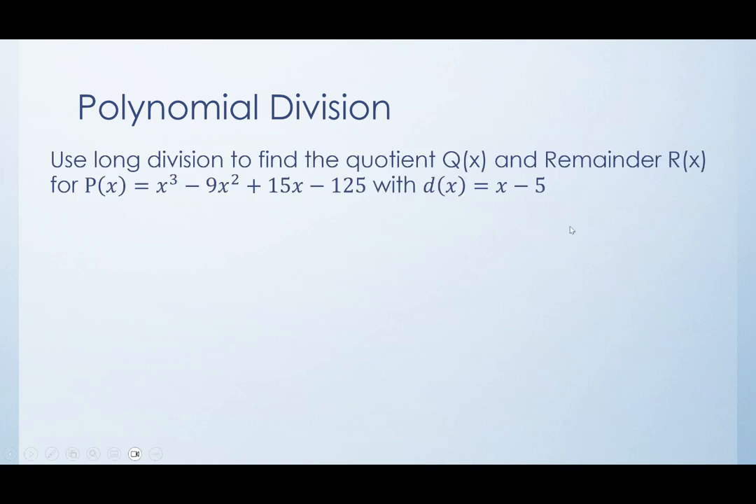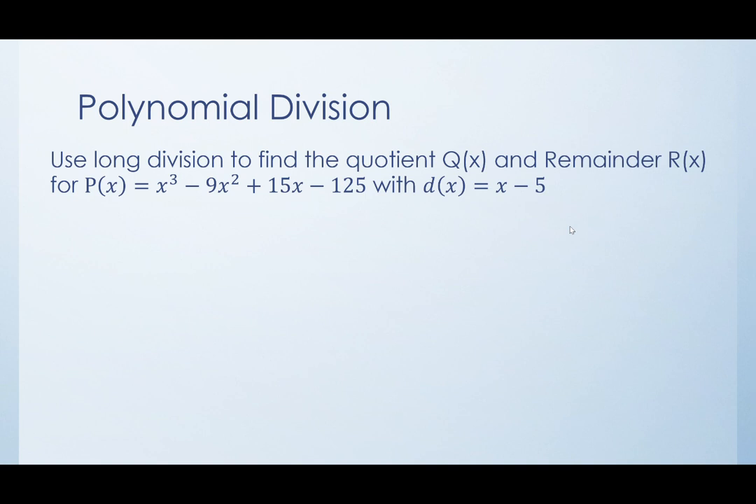All right, so we're going to do some polynomial division. We want to use long division to find our quotient, which we're going to call q of x, and our remainder, which we're going to call r of x, for the polynomial p of x equals x to the third minus 9x squared plus 15x minus 125. And we're dividing by d of x equal to x minus 5.